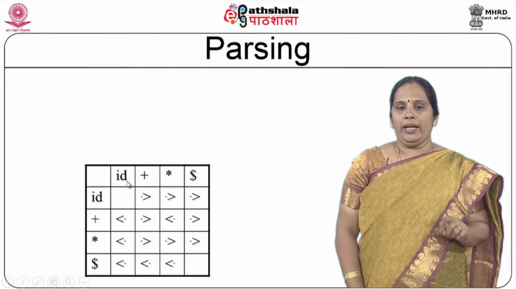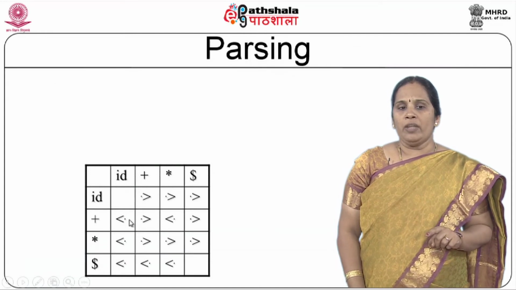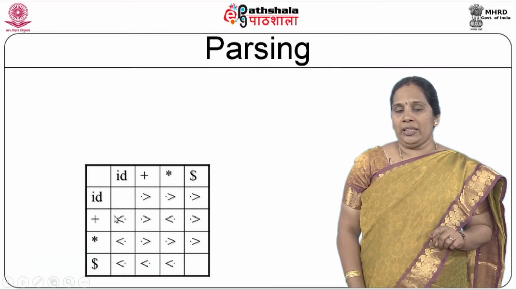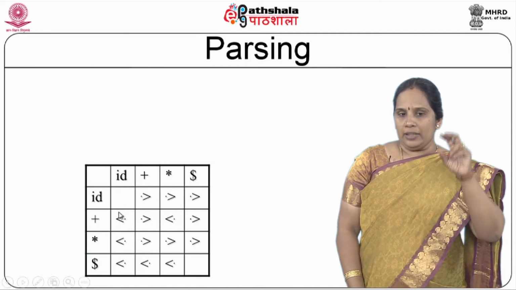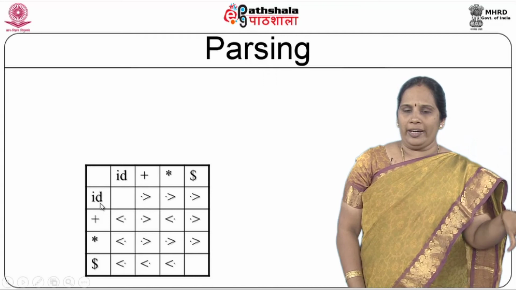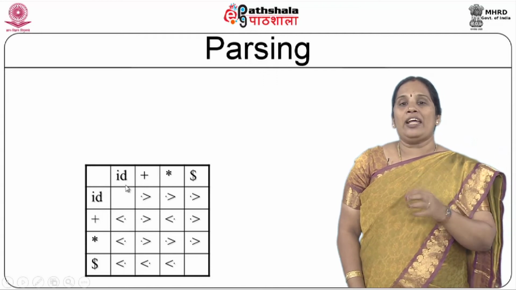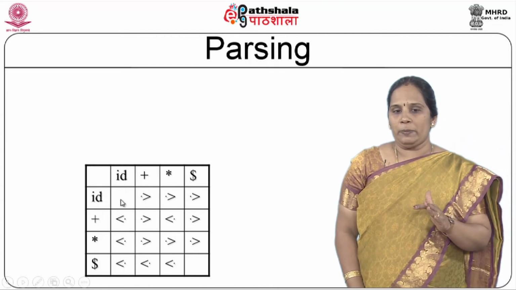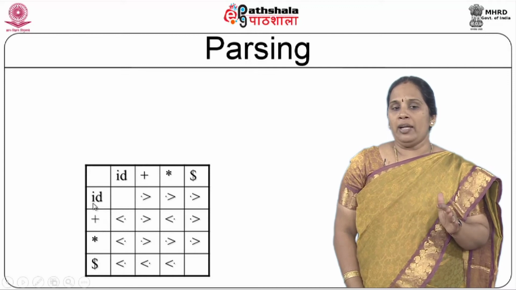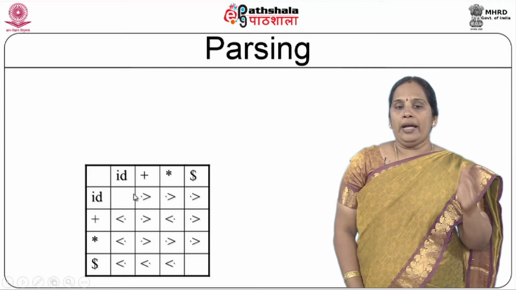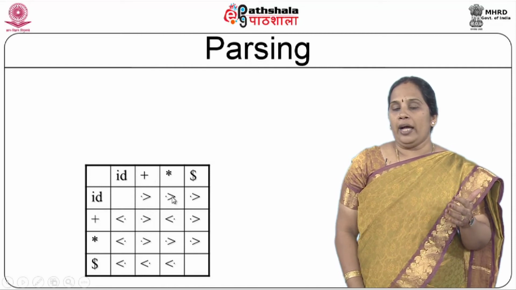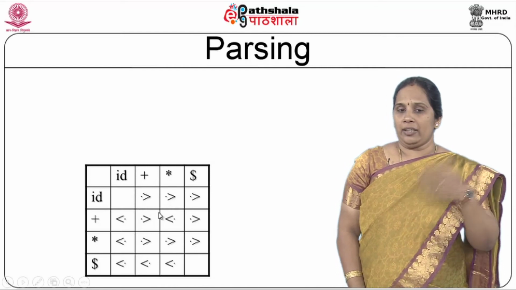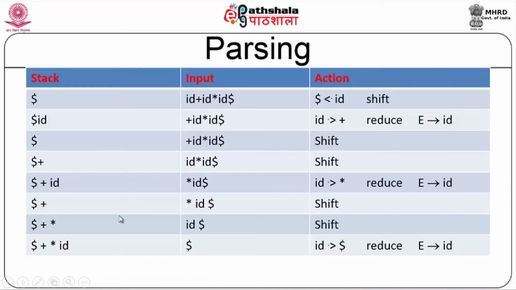So, you have here ID, plus, star and dollar, and this is the precedence relation. That is, ID and ID, you cannot have a relationship here. The point is, if ID is already on the stack, the next symbol cannot be ID. That is the understanding of this particular combination. Similarly, ID and plus: ID has greater precedence over plus, and ID and star: ID has greater precedence over star. This is the interpretation. Now, with this interpretation, let us look at the parsing action.